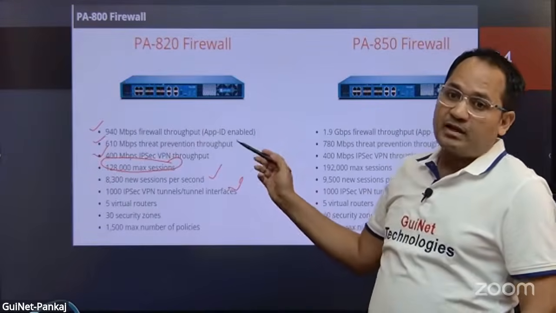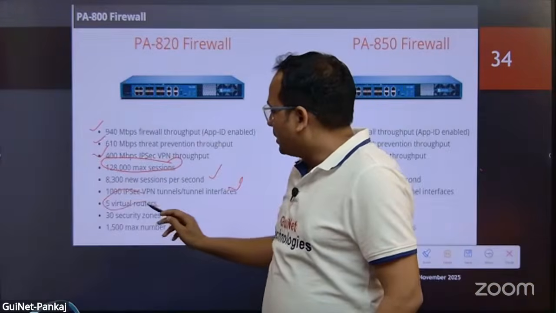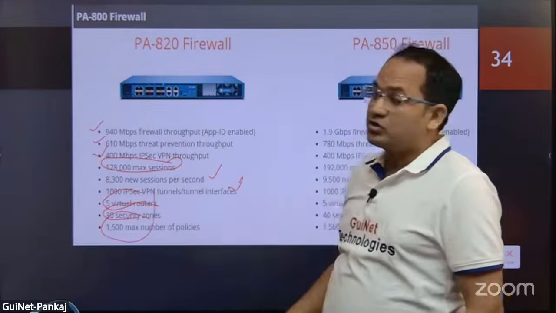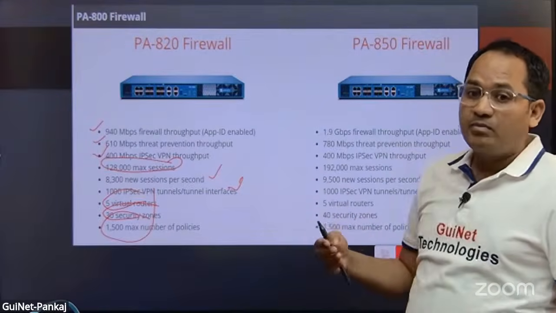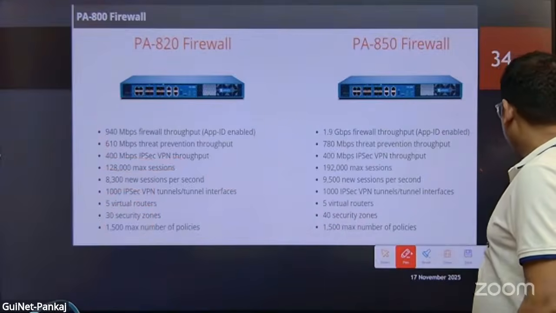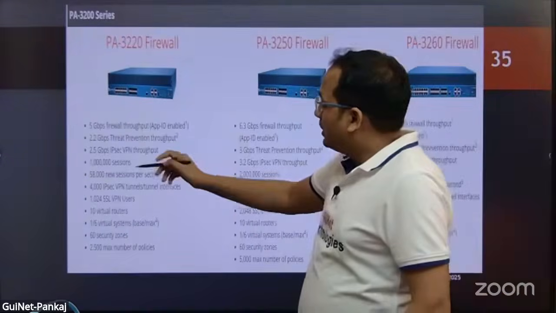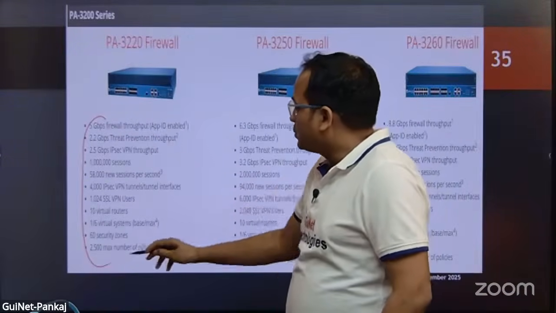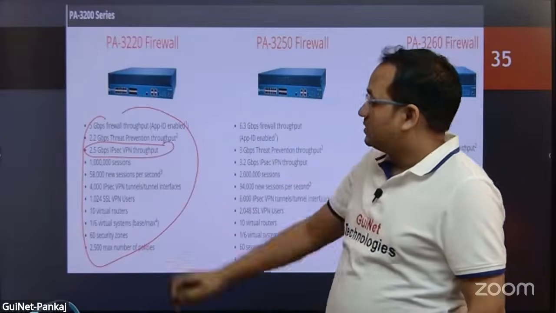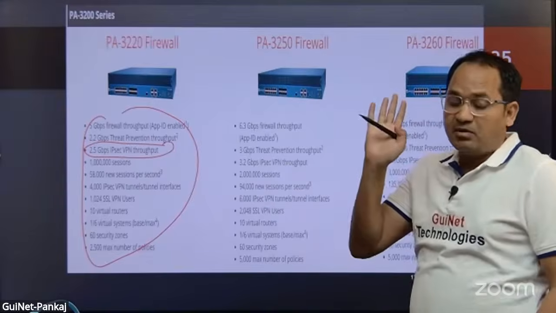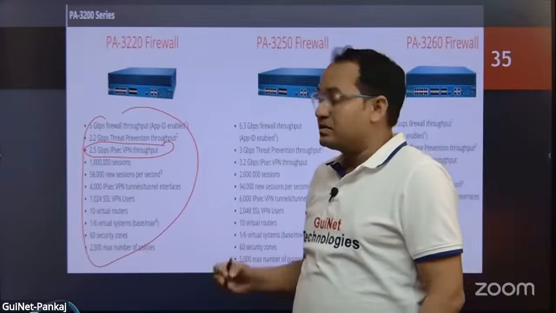We have one more firewall in between, the 400 series, with 5 virtual routers, 30 security zones, and 1500 security policies. The bigger you go, the better features you find, but you have to spend more money as well, so you have to consider everything. Then you go to the 3200. In the 3200, VPN throughput goes to 2.5 Gbps, guys. Think about it. That means 2500 Mbps.